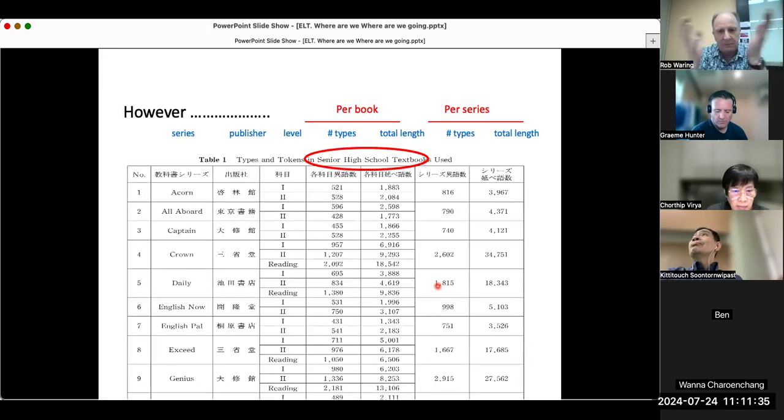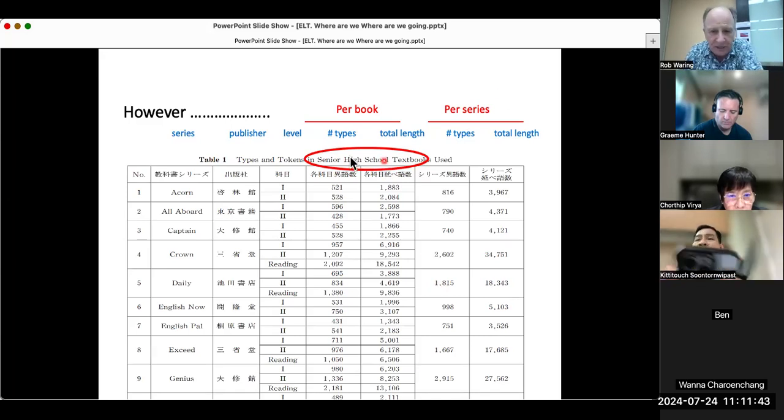So if we now look at how much text is actually in the course books, these are senior high school textbooks in Japan. You can see here there are 816 different words, a total of 3,967 words in 2 books. In this series, which is Crown, there are 3 books, a total of 2,600 different words, 34,000 in total. So this is typical. You can see the average here varies depending on the book itself.